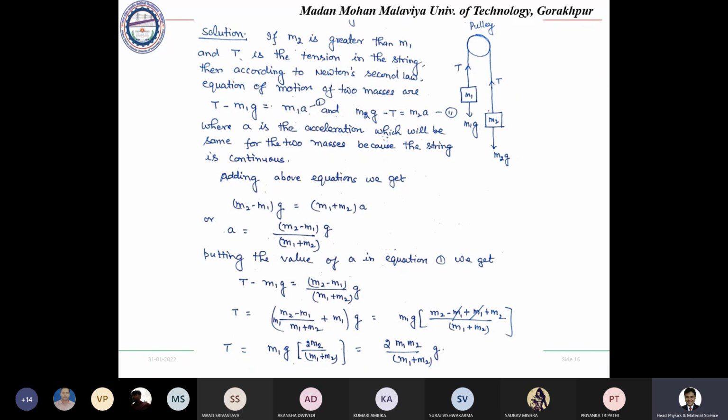Adding the above equations, we get m2 minus m1. This is just the mathematical manipulation, and T will cancel out, and (m2 minus m1) into g is equal to (m1 plus m2) into a, and finally a is equal to (m2 minus m1) upon (m1 plus m2) multiplied by g. Putting the value of a in equation one, we get T1 minus m1g is equal to (m2 minus m1) upon (m1 plus m2) into g. And hence, finally, we can calculate the value of the tension in the string.